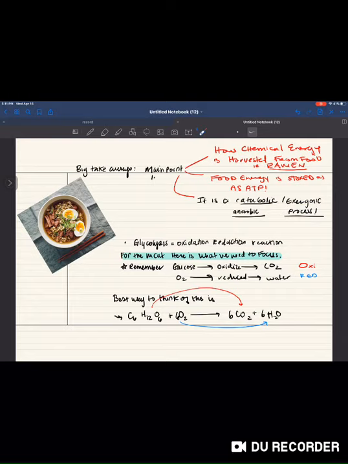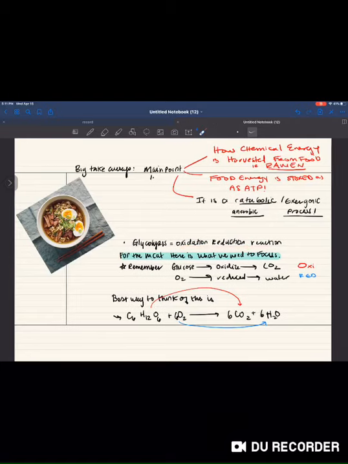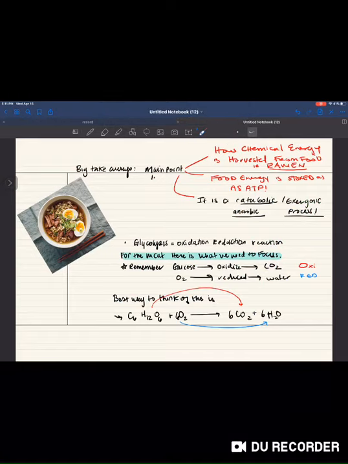For MCAT purposes, we have to remember the big picture. Here's our glucose. It gets oxidized to CO2, and we have oxygen that gets reduced to water. That's the big picture that we look at when we talk about what actually happens, and that's what we mean by glycolysis being an oxidation-reduction reaction. So, how are we going to learn about this?